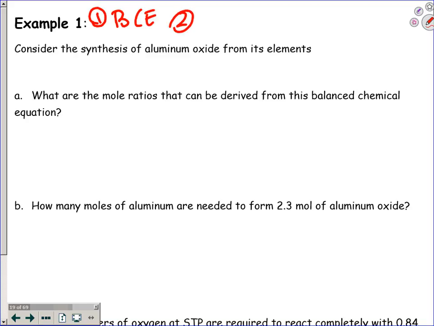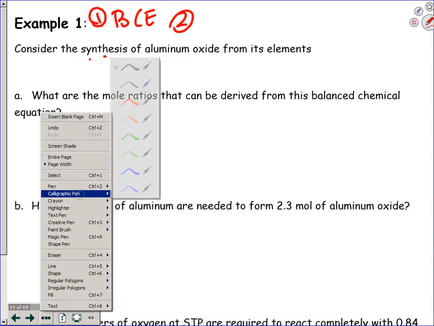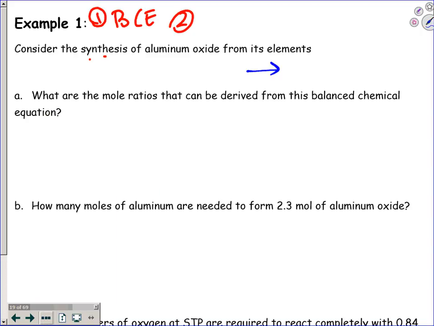So it says the synthesis of aluminum oxide. So does it mean we're reacting aluminum oxide or producing aluminum oxide? We're producing it. We're synthesizing it, right? We're making it. Okay, so let's go ahead and make aluminum oxide first. What's aluminum oxide? Al2O3. What are we doing here? Crisscrossing charges. Please, please, please crisscross charges. Aluminum oxide is an ionic compound.